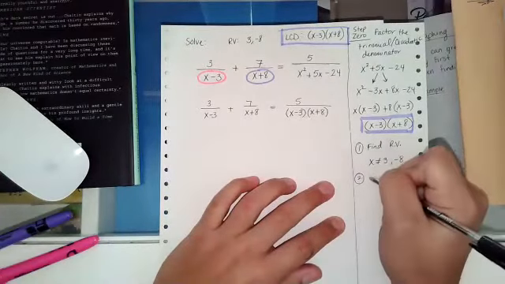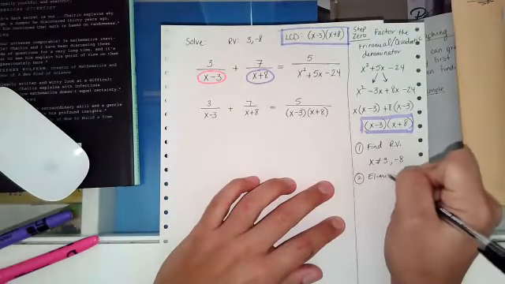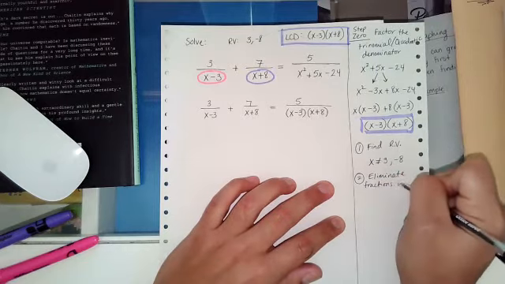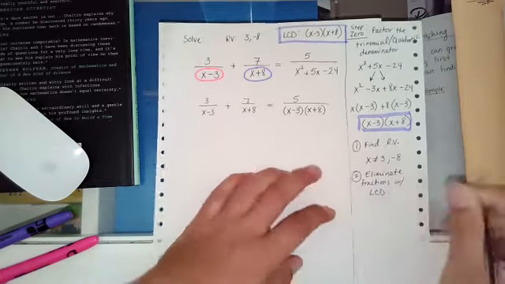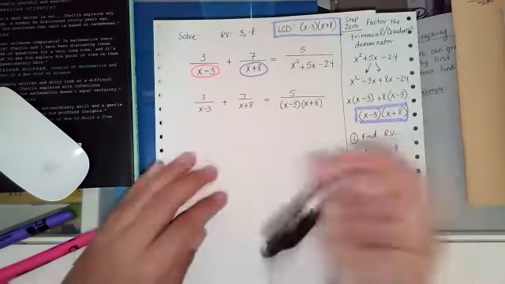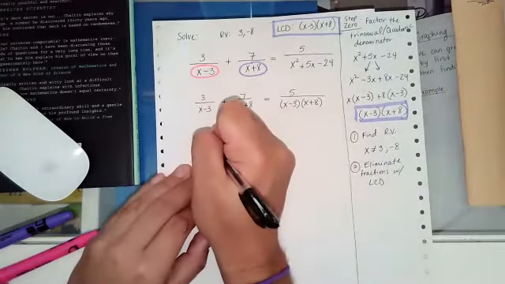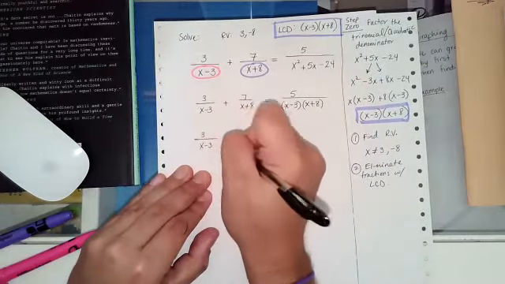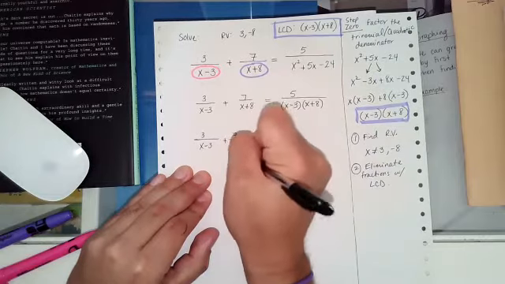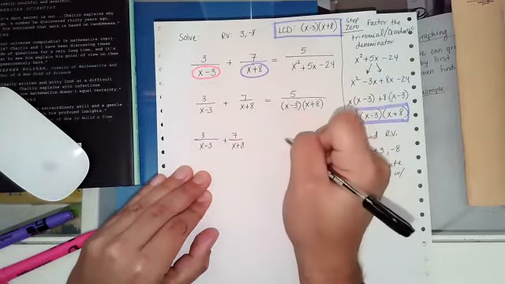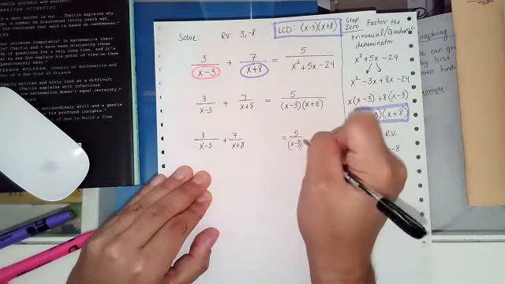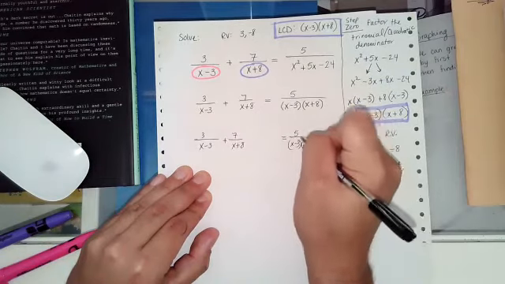So the second step is to what? Eliminate the fractions with the LCD. So again, lots of writing. I'm going to rewrite this problem, but I'm going to give myself a lot of room to write the LCD in. So x minus 3 plus 7 over x plus 8. Give myself some space. 5 over x minus 3, x plus 8 there.